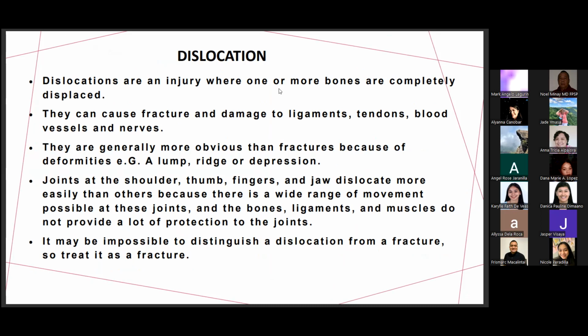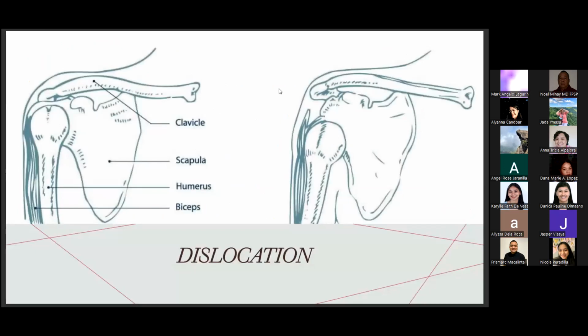Joints at the shoulder, thumb, fingers, and jaw dislocate more easily than others because there is a wide range of movement possible at these joints, and the bones, ligaments, and muscles do not provide a lot of protection of the joints. It may be impossible to distinguish a dislocation from a fracture, so treat it as a fracture. This is an example of dislocation.